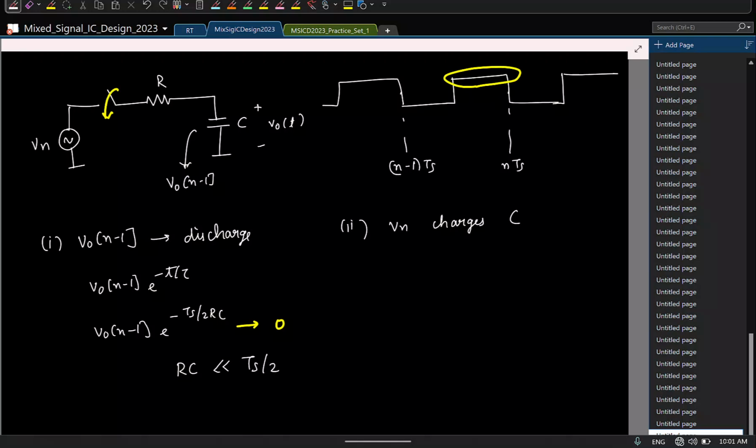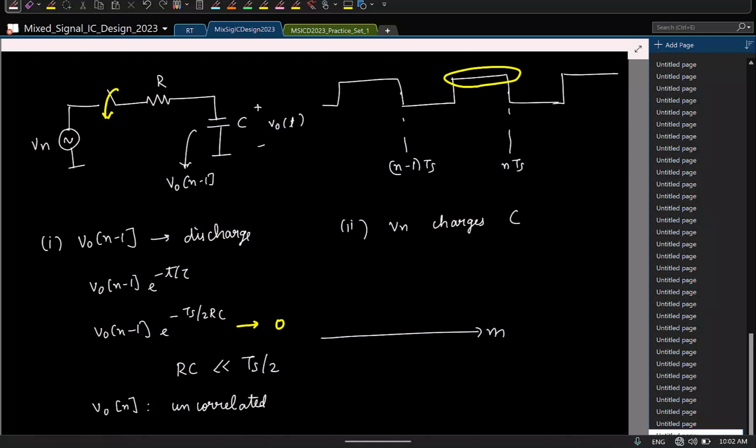So this is one observation we can quickly make. That is, the noise sample at the nth time instant has no dependency on the noise samples of the previous time instants. In a more mathematical sense, I can write that V0 of n is completely uncorrelated to all its previous noise samples. So now we have a random signal which is uncorrelated. So how will its autocorrelation look?